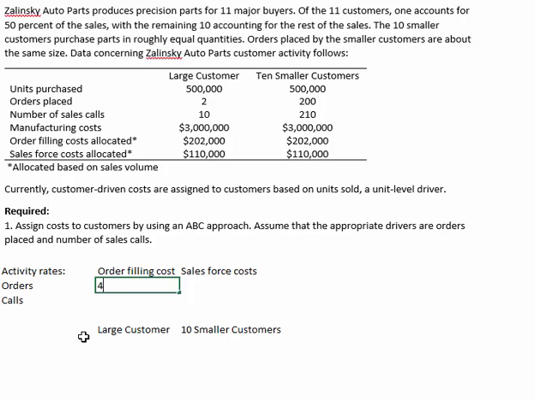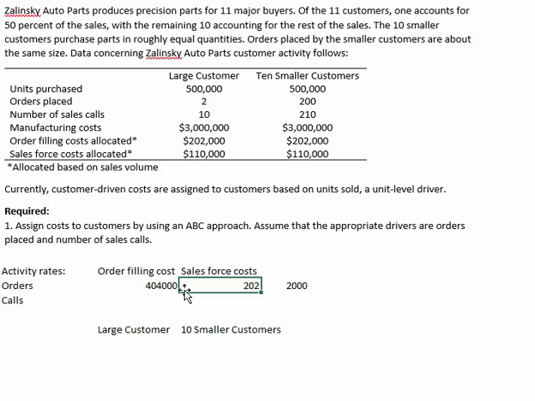So the order filling costs are $404,000, and we're going to spread that out over the total number of orders placed, which is 2 plus 200. Makes sense, right? The big customer only makes 2 orders and the smaller customers make 200. And the allocation base, the rate, I guess, is going to be $2,000 for every order that's placed. Now, obviously, the smaller customers are going to absorb more of that cost because they place way more orders.